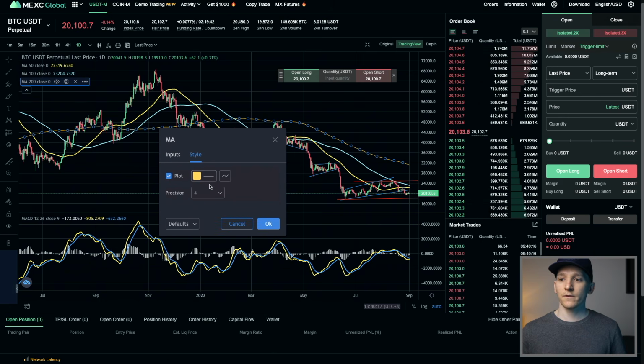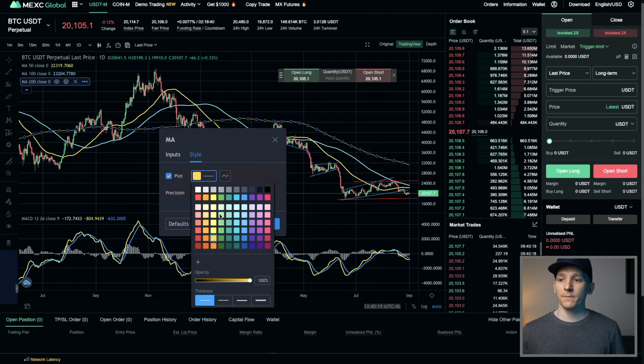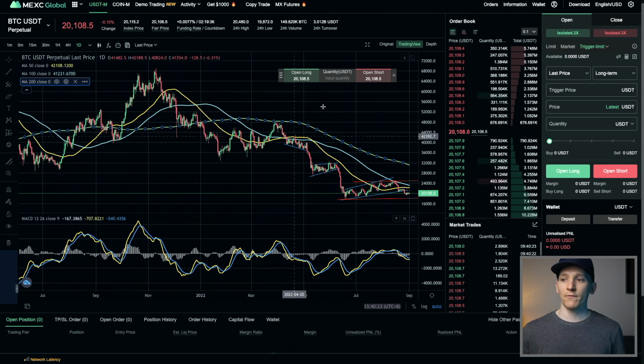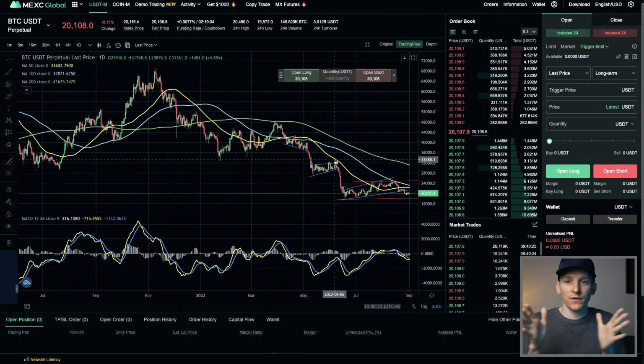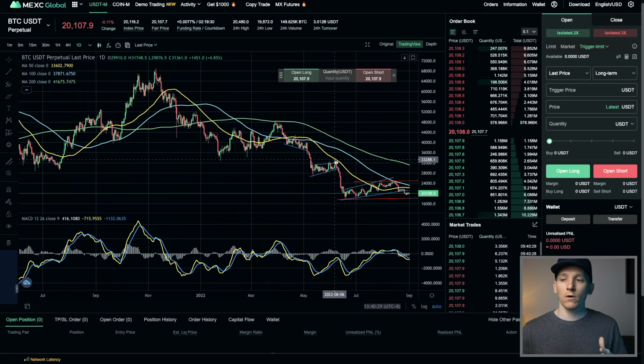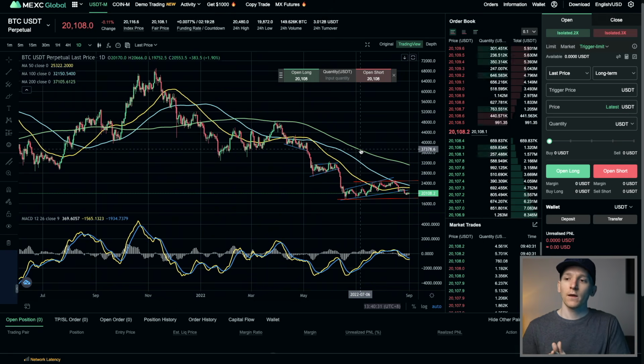Make sure the style is to your liking, whatever it may be. Let's do green here. And now what we have is 3 moving averages. We have the yellow, which is 50, which is short, blue, which is 100, which is kind of medium to long, and then the 200, which is long. Now, it looks complicated, but essentially what this is telling me is that we're in a downtrend, right?